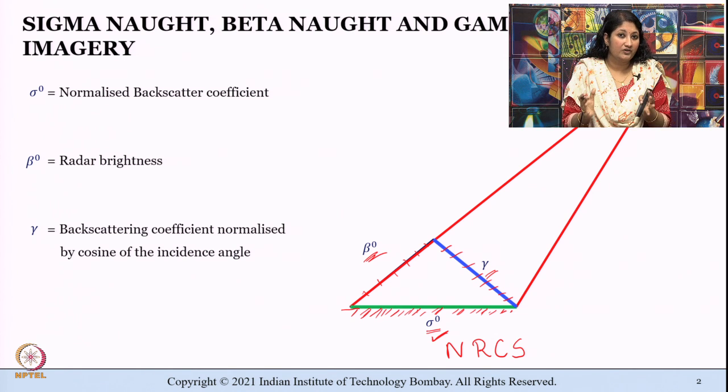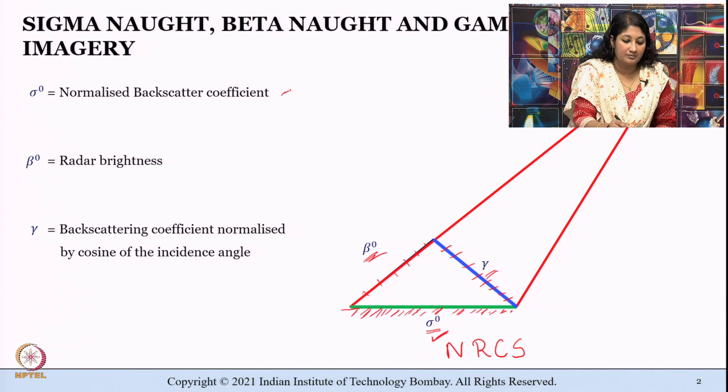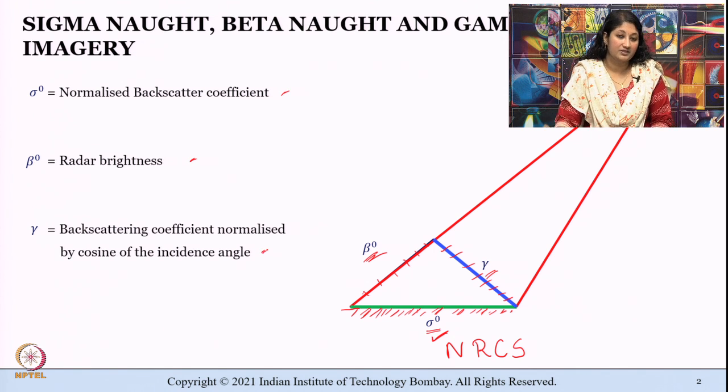So essentially, what are we talking about? We are talking about the difference between sigma naught values, beta naught values and gamma values. In the tutorials, we will learn how to generate sigma naught imagery and beta naught imagery, so this background is going to be useful for you. Remember, as I mentioned before, gamma is suitable when we consider volume scatterers such as forest, and for forest, gamma shall remain approximately constant for all the incidence angles.